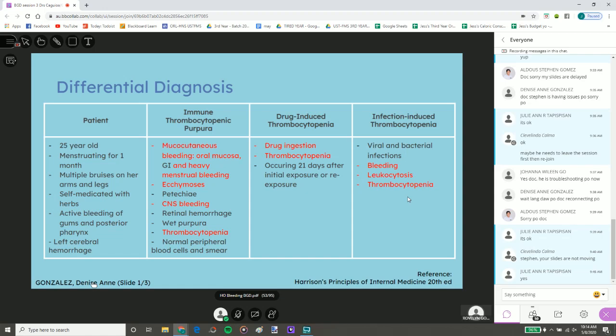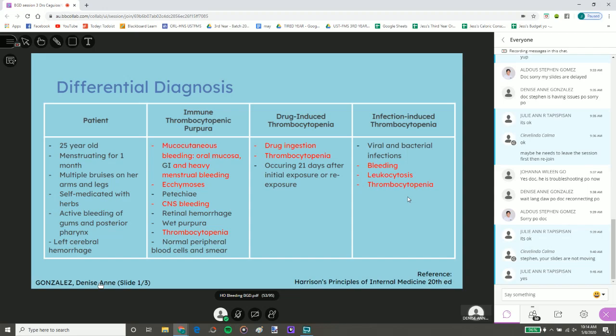Our patient presented with active bleeding of the gums and posterior pharynx and menorrhagia, which lasted for a month. She also had CNS bleeding due to the left cerebral hemorrhage, which happens rarely in ITP, but was present in our patient. She also presented with ecchymosis, as proven by the multiple bruises on her arms and legs. These are classic characteristics of ITP that are not commonly seen in both drug-induced and infection-induced thrombocytopenia.